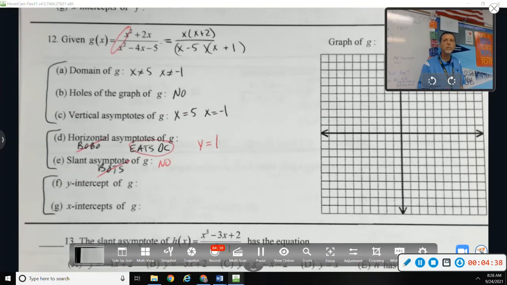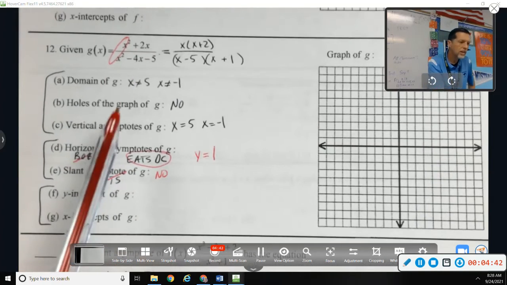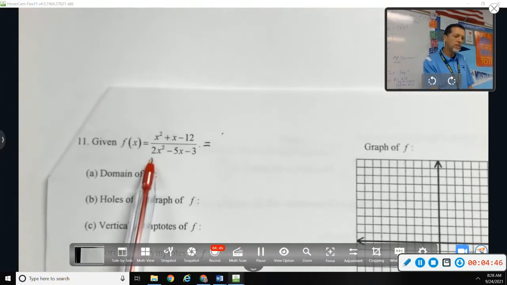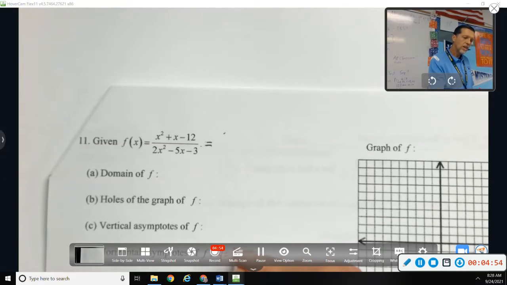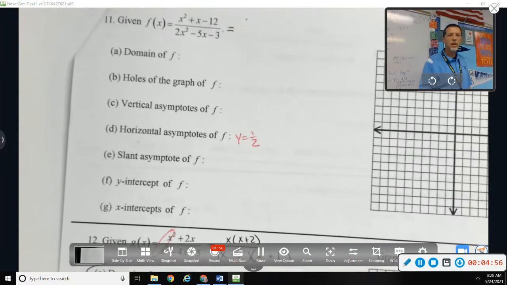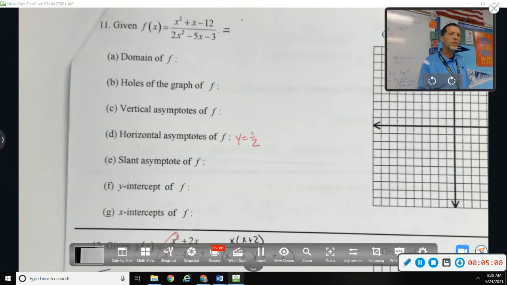How would EATS DC ever end up not being 1? Look at number 11. If we EATS DC on number 11, it would be 1/2 because of the lead coefficients. So good question. You do EATS DC when the exponents are the same.